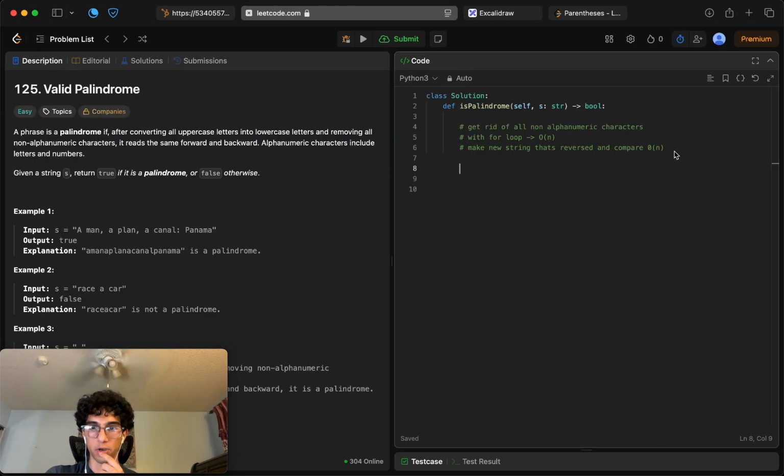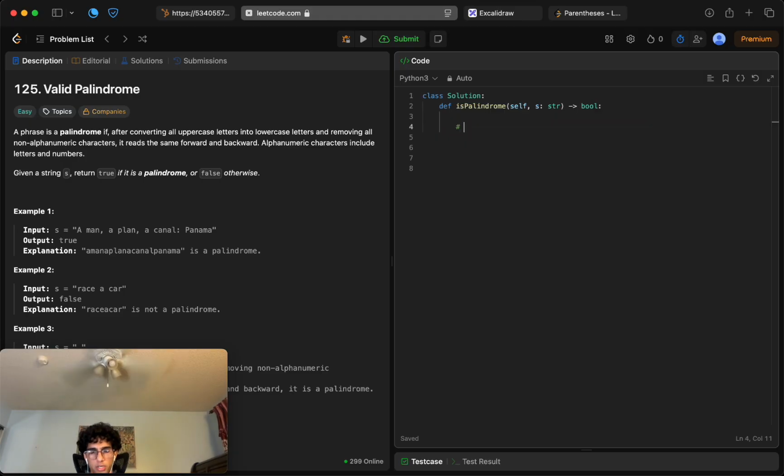So let me think about how to code that. We would have a pointer at the start, a pointer at the end, and what would we do? What would be the condition for the loop?